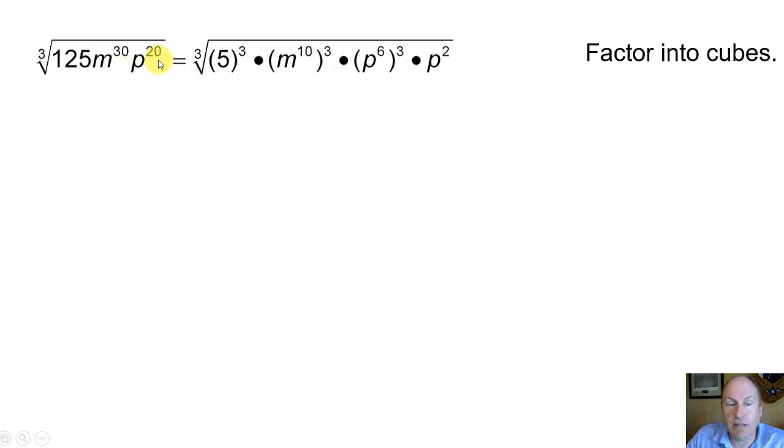And p to the 20th, well, that's a tough one. What we're going to try to do with p to the 20th is look at groups of 3. 20 divided by 3 is 6 with a remainder of 2. So p to the 20th is like p to the 6 raised to the third power. That takes care of 18 of our p's multiplied by each other, and that leaves us with 2 left over. So you can see we're trying to get rid of as many groups of 3 as possible.